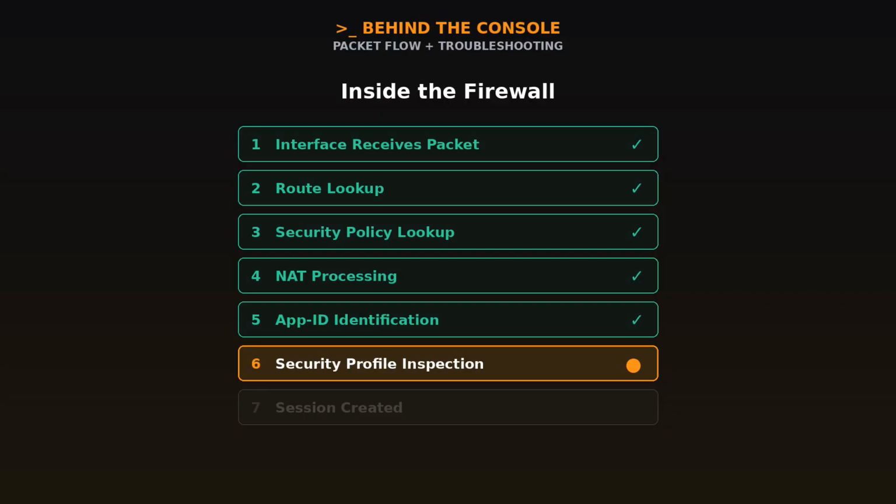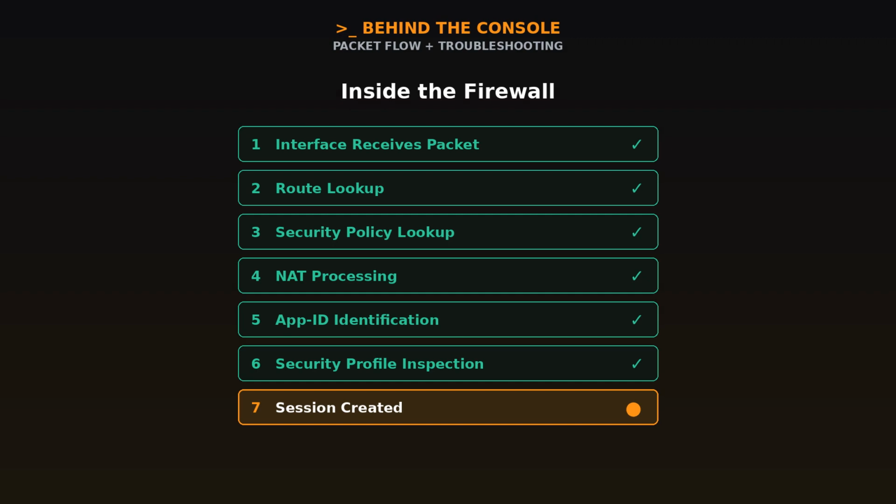Step 6. Security profiles, antivirus, anti-spyware, vulnerability protection, and URL filtering, inspect the content itself for threats. Step 7. If everything passes, the firewall creates a session, and the packet is finally forwarded out.